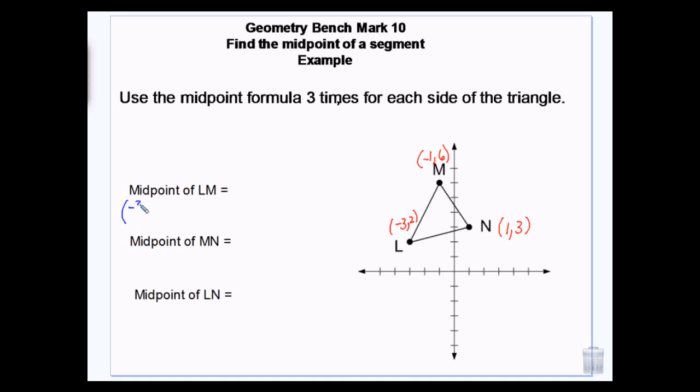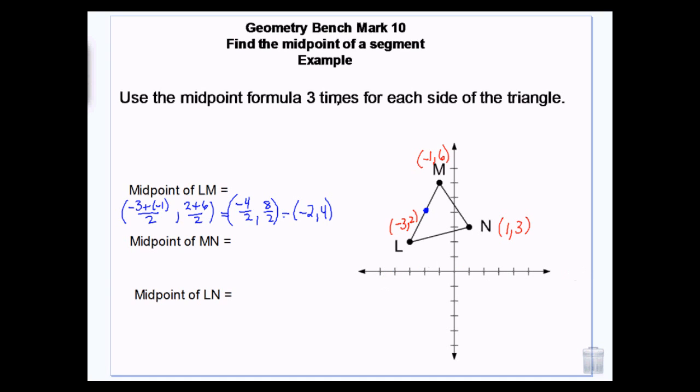Let's try that again. -3 plus -1 divided by 2, those are my x's, and 2 plus 6 divided by 2, my y's. It gives me -4/2 and 8/2, which gives me -2, 4, which makes a lot more sense. -2, 4. My midpoint would be right there.